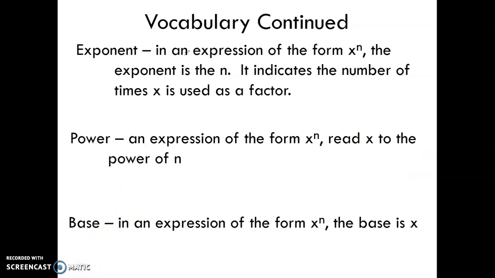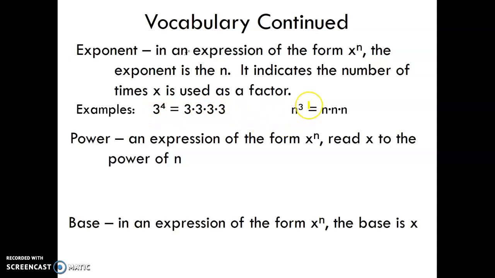Some more vocabulary: exponent, power, and base. All three of these kind of go along with each other. A power has an exponent and a base. So the exponent, you'll see it in the form of x to the n, where n is the exponent. It indicates the number of times the base, or x, is used as a factor. So an example would be, in this case, 3 to the 4th. 4 is your exponent, and it tells us that we're going to multiply 3 times itself 4 times.